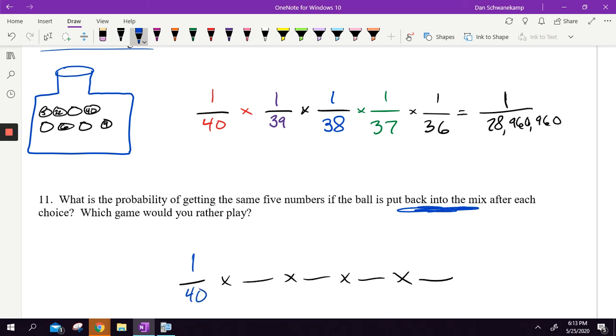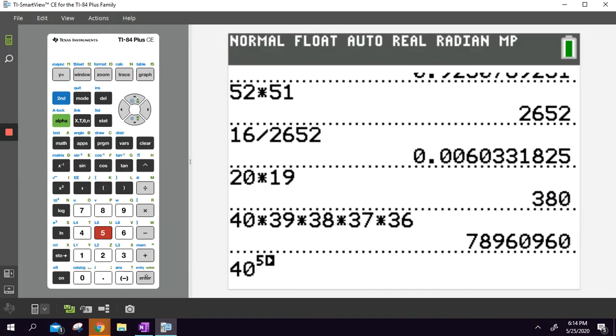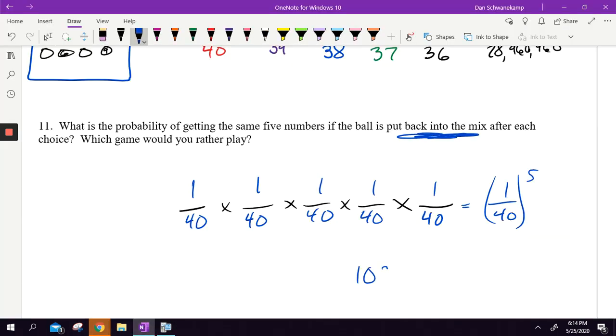So on the first one, there's 1 right choice out of 40. And then the second one, there's going to be 1 right choice out of 40 balls still. And then 1 right choice out of 40, and so on for each pick. Or in other words, 1 over 40 to the 5th power. So I'm going to cheat here. That way I don't have to type all those in. But 40 to the 5th power, because it's 5 times. That is 102,400,000. That's what number goes on bottom, and a good old 1 on top, because that's the only number on top you have.